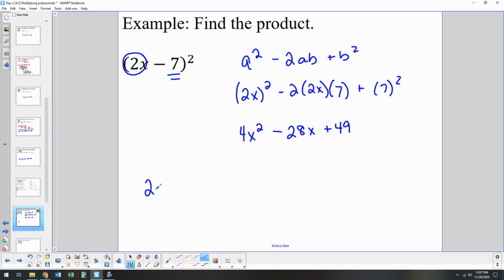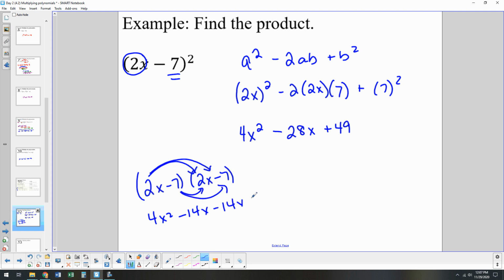If you wanted to write it out as 2x minus 7 times 2x minus 7, there's nothing wrong with doing that, right? We would start by doing 4x squared minus 14x minus 14x plus 49. And I combine my negative 14x and negative 14x to get negative 28x.